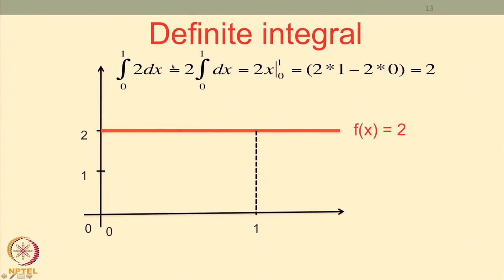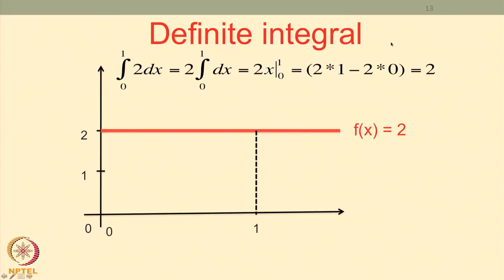And if I do this definite integral from 0 to 1 of 2 dx, the way to do this is take this 2 outside and find the integral of dx. The integral of dx is x. Now if I want to do this from 0 to 1, the way to write it is x from 0 to 1, and applying the limit is the following. First substitute the upper limit instead of x. So 2 times 1 minus 2 times the lower limit 0, and the answer will turn out to be 2.